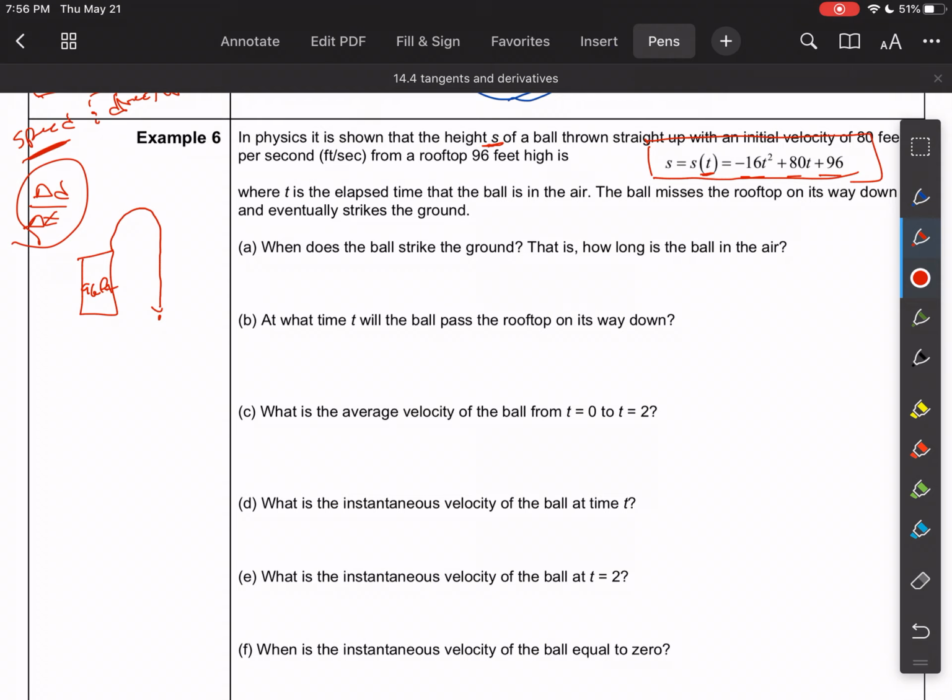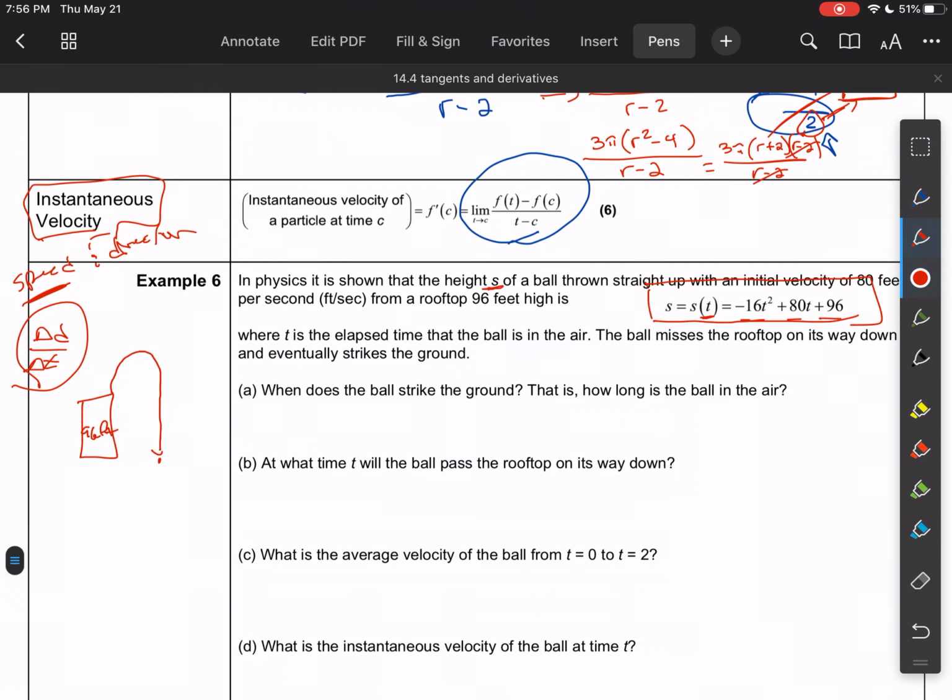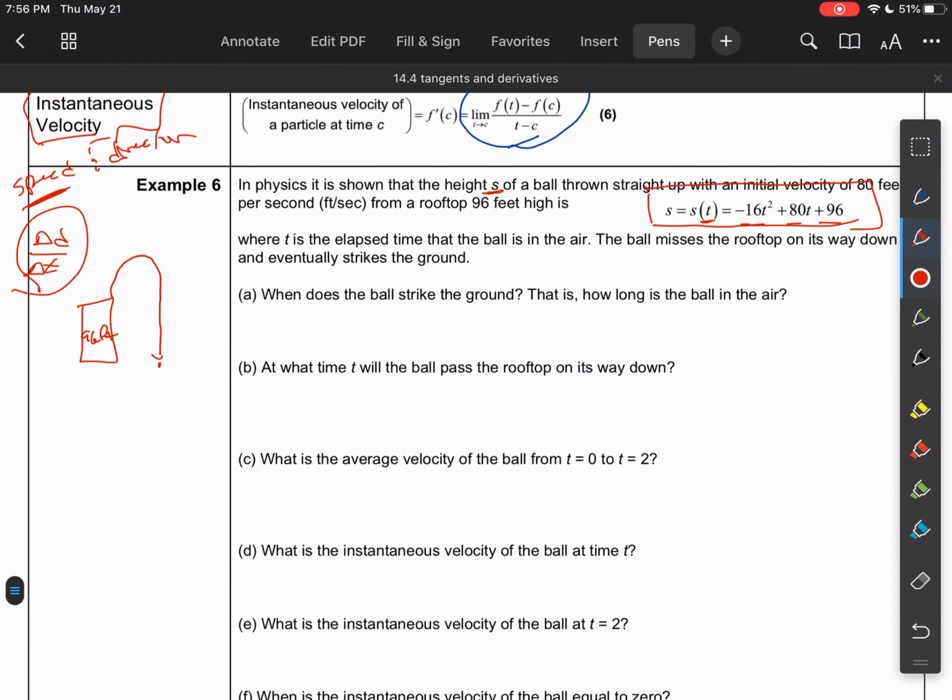Okay, so for part A, I'm just factoring. I'm not getting into any of what we've learned about instantaneous stuff yet. I'm just going to factor it. We're going to set this equal to 0. It says when does it strike the ground? So I want it to equal 0. Okay, so if I factor this out, it appears that 16 goes into all of these. So I can take a negative 16 out. What I'm left with is t squared minus 5t minus 6 is equal to 0, right?